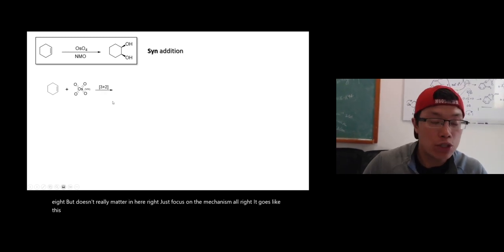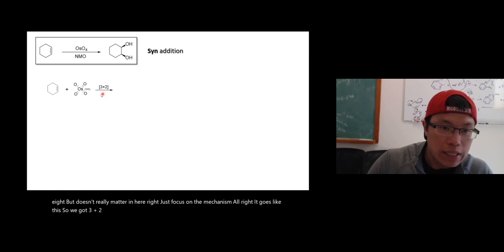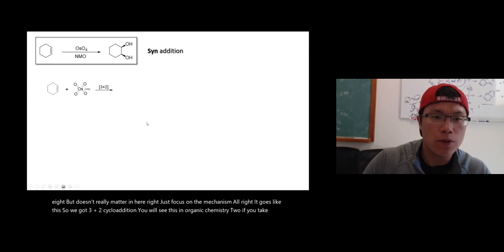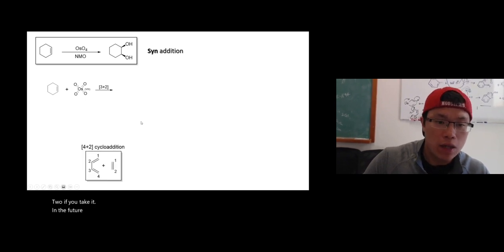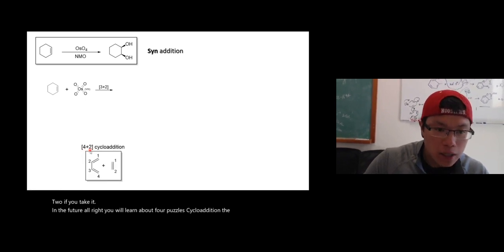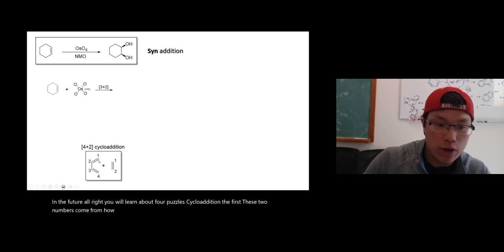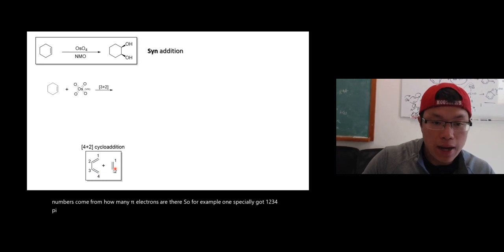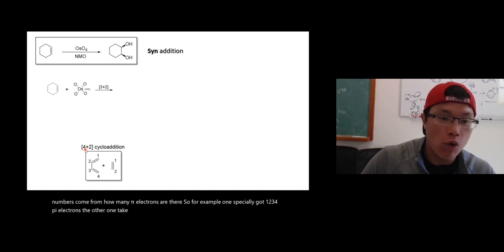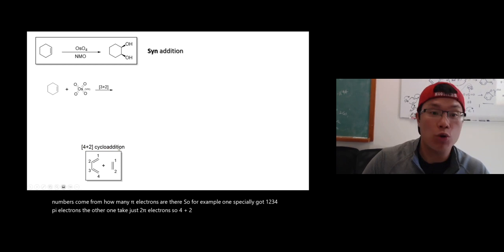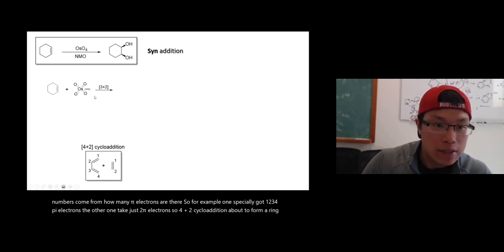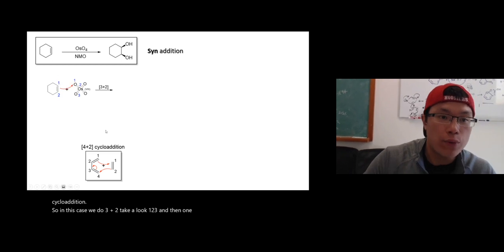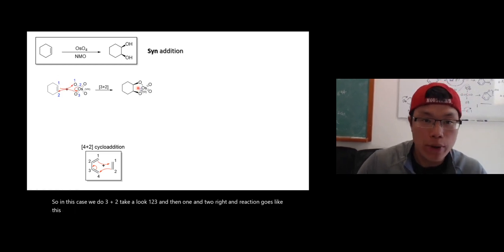So we have a 3+2 cycloaddition. You will see this in organic chemistry too if you take it in the future. You will learn about 4+2 cycloaddition. These two numbers come from how many pi electrons there are. For example, one species has 1, 2, 3, 4 pi electrons, and the other uses 2 pi electrons, so 4+2 cycloaddition, about to form a ring. In this case, we do 3+2. Take a look, 1, 2, 3, and then 1 and 2. And the reaction goes like this. Cycloaddition, form a ring, yay!